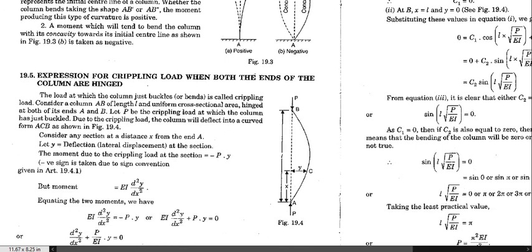Let us consider the first case in which both of our ends are hinged. In this case, we first determine the moment at any section at a distance x, so let its value be minus Py. Equate this with the differential equation, then integrate it two times. This is its differential solution. By using the boundary conditions, calculate the values of c1 and c2, put them in this equation, and you will get the crippling load P equals pi square EI over L square.